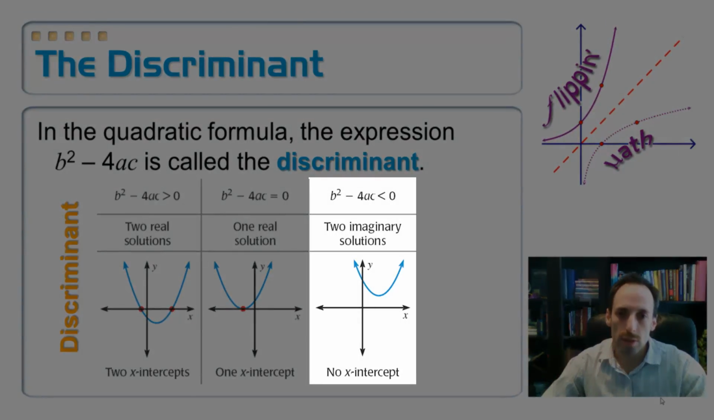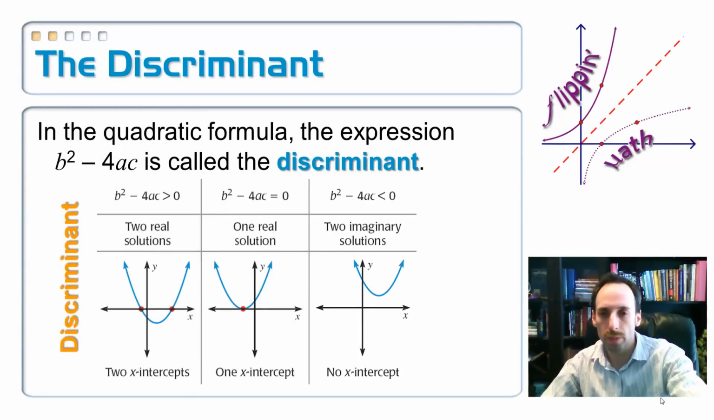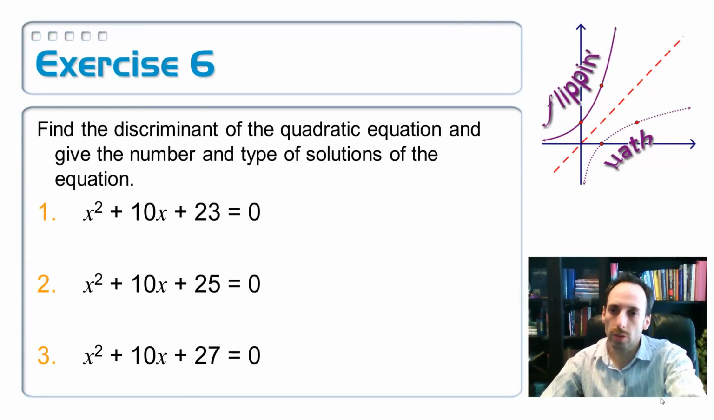Okay, last case is if b squared minus 4ac is less than 0. If it's negative, that means I'm taking the square root of a negative number. I'm going to have 2 imaginary solutions. If I look at that parabola, it's not going to touch the x-axis at all. It's going to be up above the x-axis or perhaps down below it. So let's apply that in this next exercise.